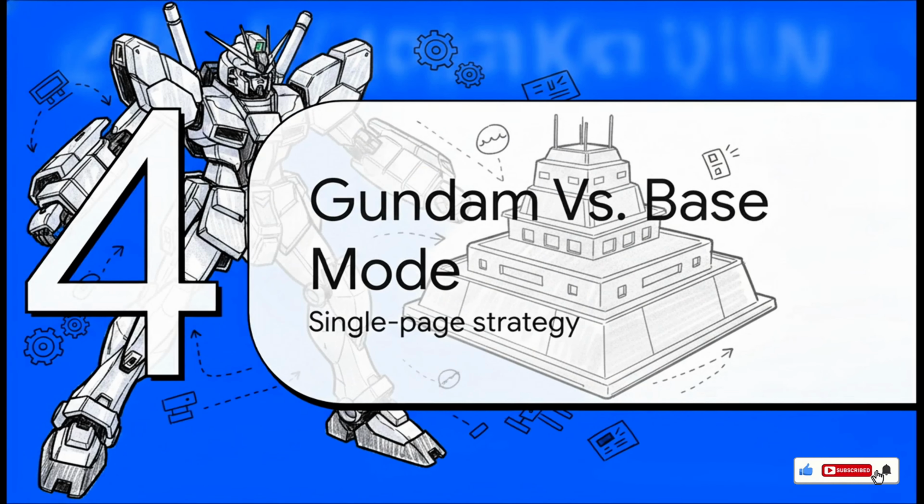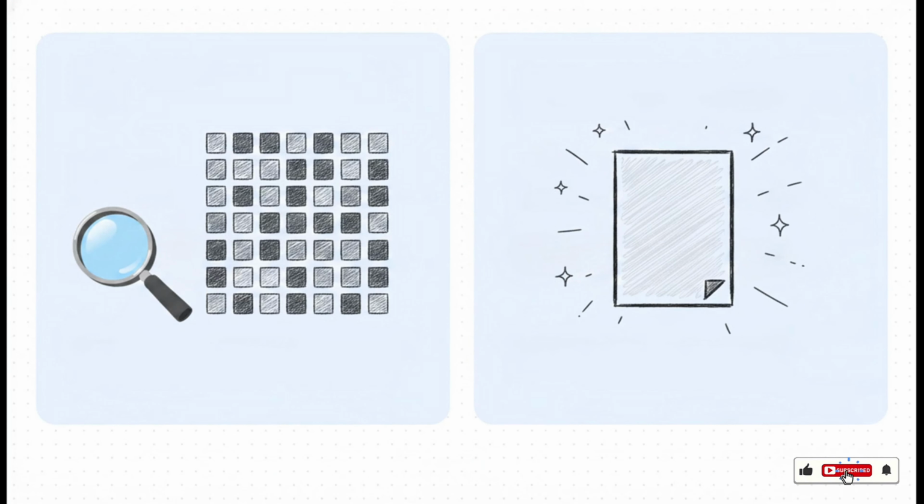Which brings us to Section 4, Gundam versus base mode, choosing your single-page strategy. So when you're running this, you basically have two main strategies. Think of Gundam Mode as a magnifying glass. It uses tiled, high-detail crops. It shrinks the image size to 640, but sets crop mode to true. It scans tile by tile, making it incredibly precise for dense, tiny text.